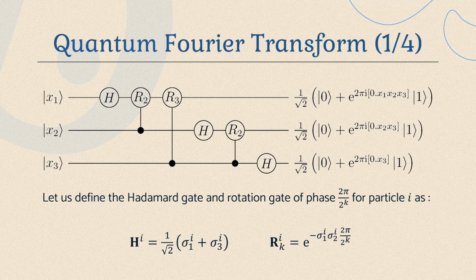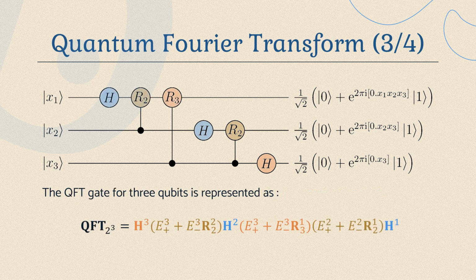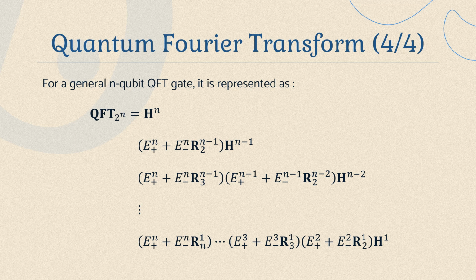Next up, the quantum Fourier transform. Let us define the Hadamard gate and phase gates of the rotation angle of 2 pi over 2 to the power of k for particle i as below. Now, starting from 2 qubits, we can observe that the QFT gate is represented as first multiplying the first qubit by the Hadamard gate, then multiplying it by the conditional phase gate, and then multiplying the second qubit by the Hadamard gate. Hence, its geometric algebra equivalence is as below. The same goes for the case of 3 qubits. For the general n-qubit QFT gate, it is represented as an iterated conditional rotation.